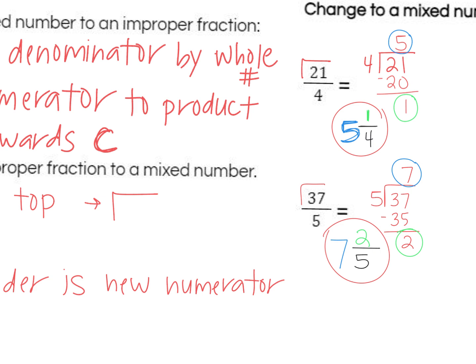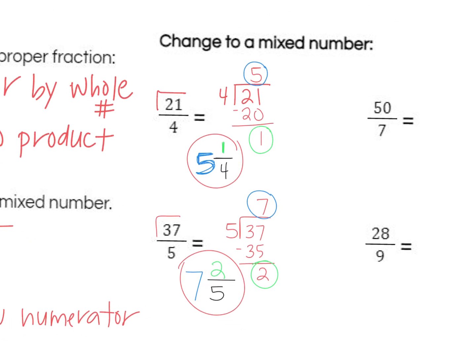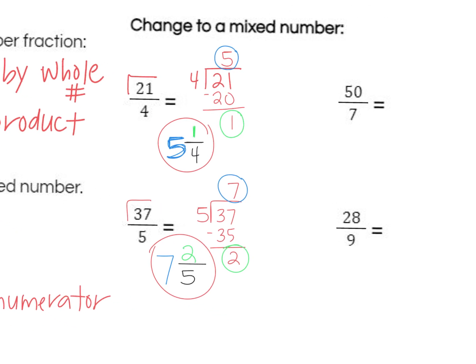Okay, you and your table try the next 2, and then check it with each other whenever you have them solved. All right, let's go ahead and check what you guys just did. 50/7 when you divide it should equal what as my mixed number? 7 1/7, and then 28 ninths is 3 1/9. Perfect.